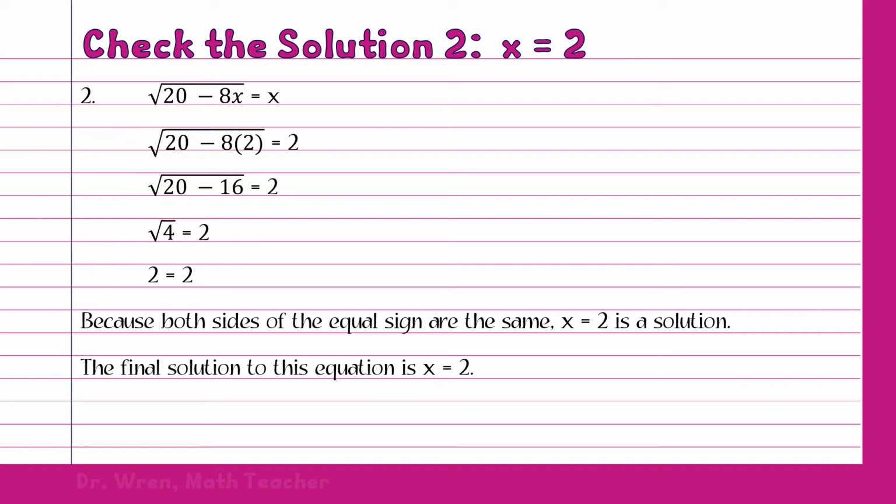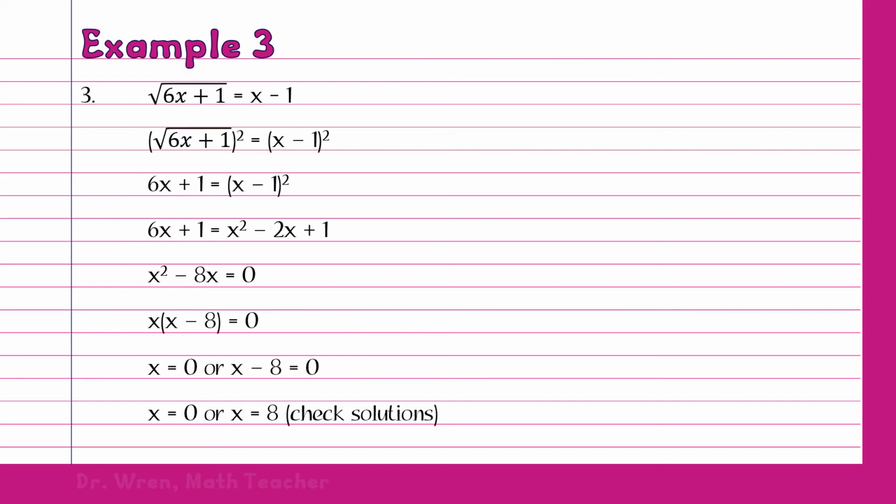Let's check the solution, x equals 2. Start with the original equation, the square root of 20 minus 8x equals x. Wherever you see x, put 2. The rest is algebra until we arrive at 2 equals 2. Because both sides of the equal sign are the same, x equals 2 is a solution, and the final solution to the equation, the square root of 20 minus 8x equals x.